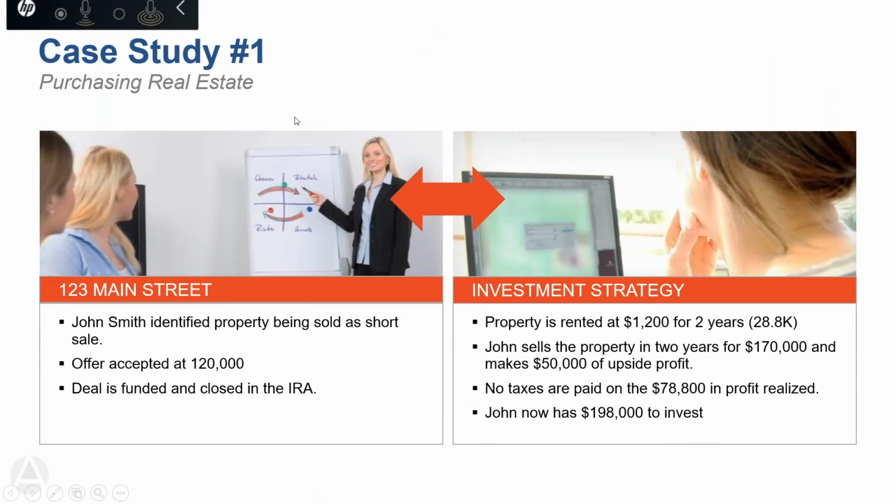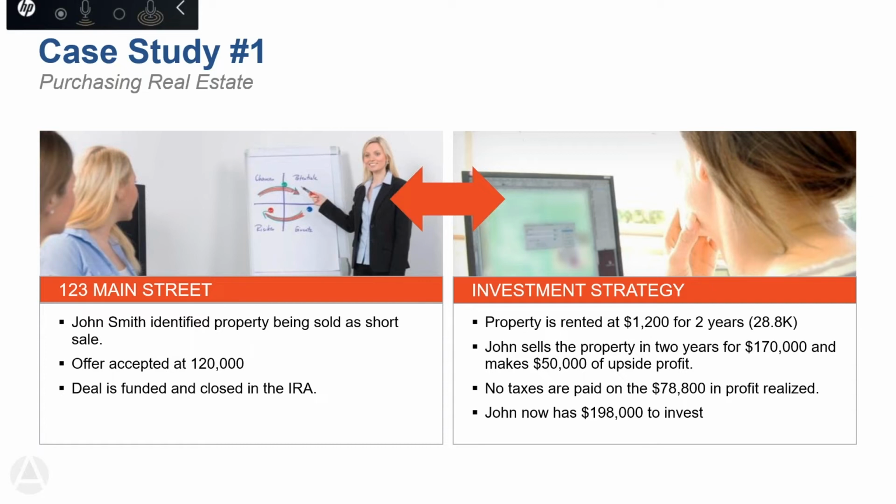So how exactly does it look when you buy something within an IRA? In this very basic sense, John Smith identified a property being sold at a short sale. So the bank is agreeing to sell the property that someone currently owns, and then forgive the loan by virtue of this sale. In this case, John goes out and makes an offer that's accepted at $120,000.